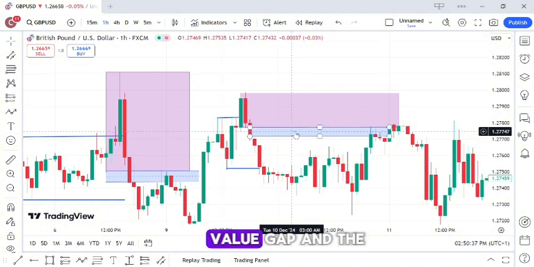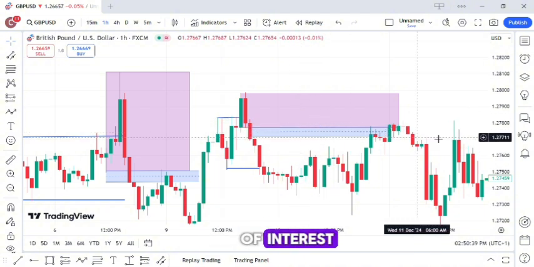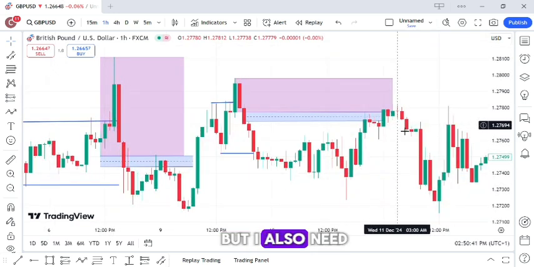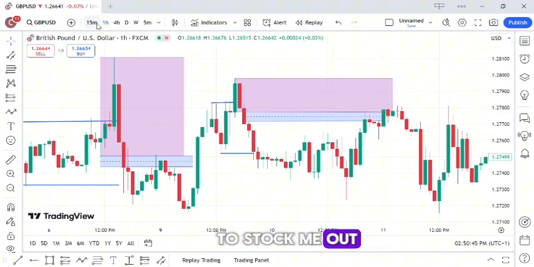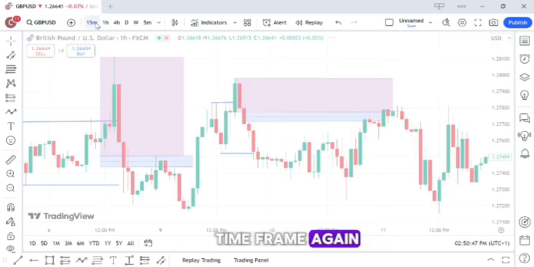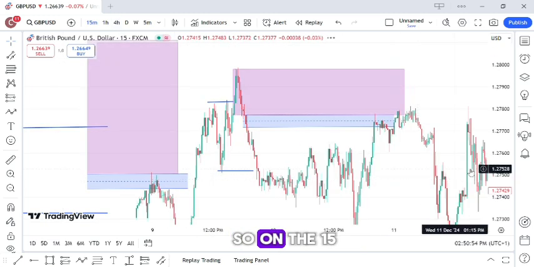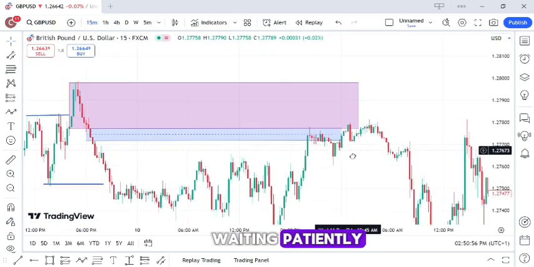This is the fair value gap and the order block. They are my point of interest where I want to take this trade. But I also need more confirmation in order for the market not to stop me out. So I went down to the 15-minute time frame again. So on the 15-minute time frame, I was waiting patiently.